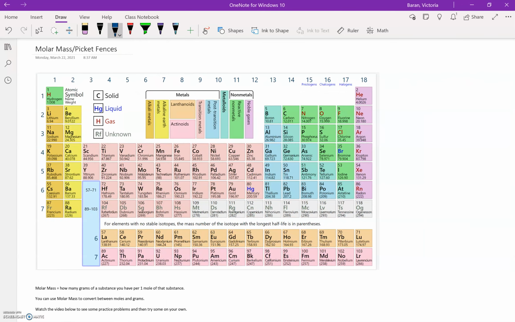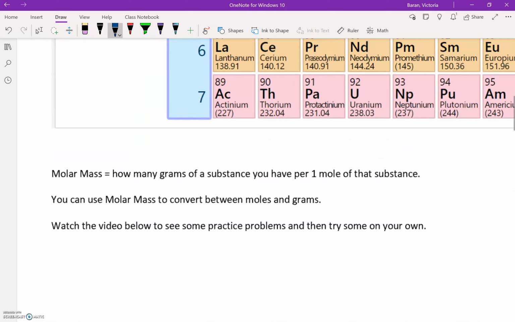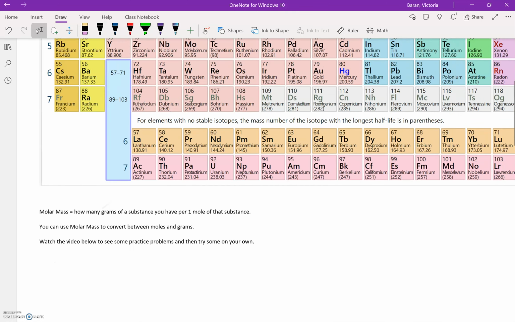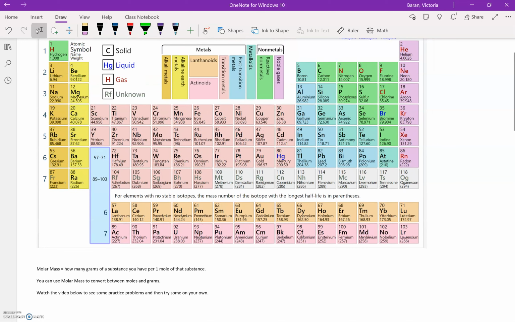So I just took a snippet of my online periodic table that I use a lot. You, of course, can use your physical periodic table as well. So just to review, what is molar mass? Molar mass is how many grams of a substance you have per 1 mole of that substance, okay? And your periodic table actually tells you molar mass, okay? So this is on your P table or your periodic table.